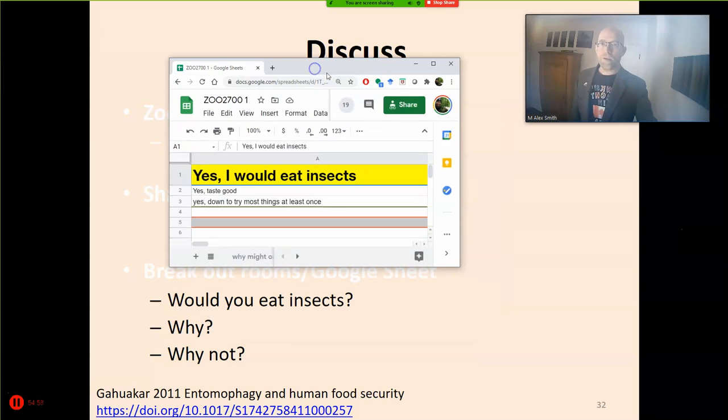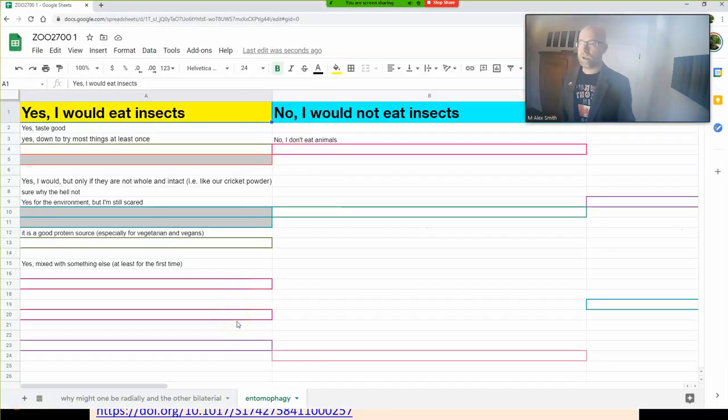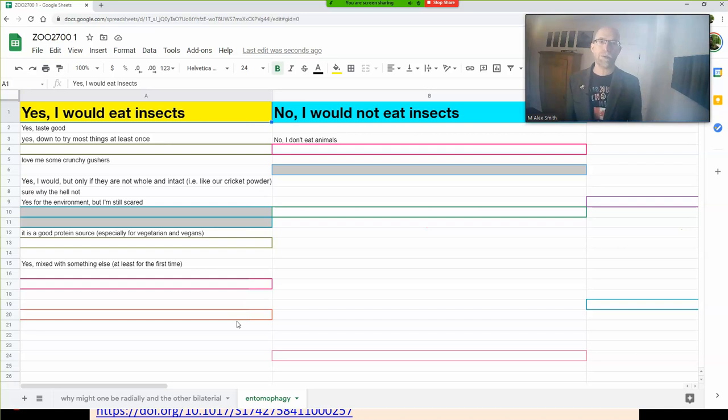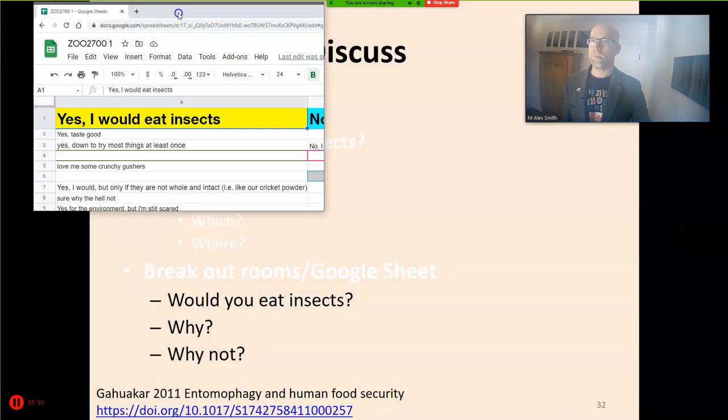So I'm going to pull this across so you can see it. This is some of, as you saw in that sheet, why would you eat insects? Yes, they taste good. Try things at least once, yes, for the environment, but I'm still a little worried. That's fine. Mixed with something else, at least for the first time. These are all prudent things. And I think really what you're coming up with is a decision. If you don't eat animals, it's a recognition that these are animals. And so if that's the principle that you're living your life by, why would you change because they don't have a backbone? So well done you. I think that's entirely fine.